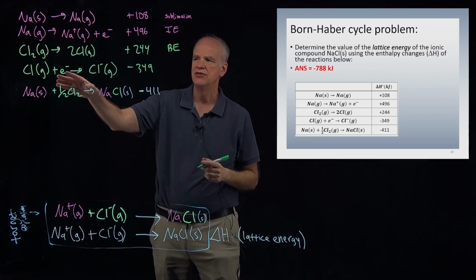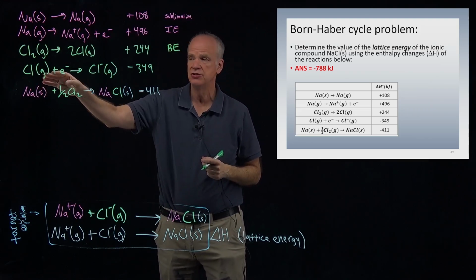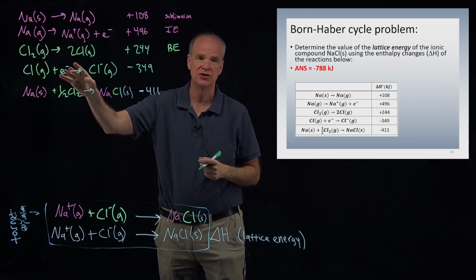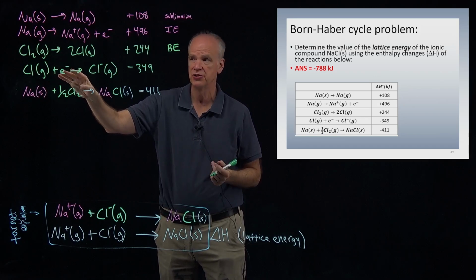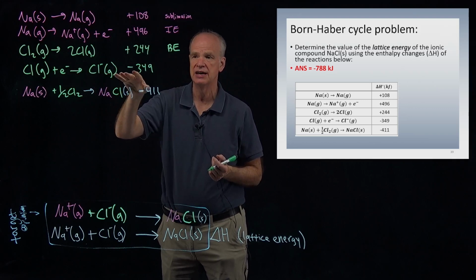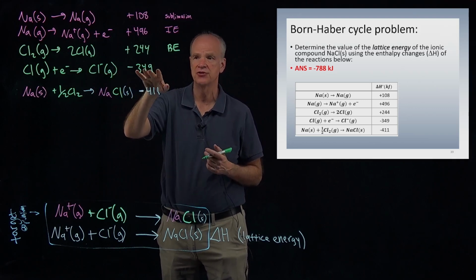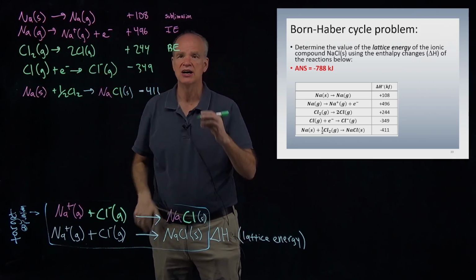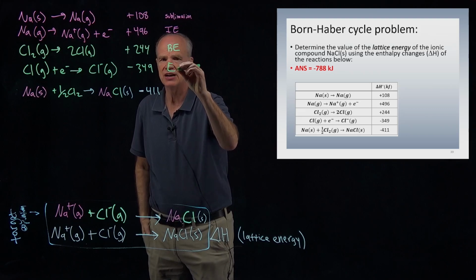Okay. And then the next step is where you take neutral chlorine atoms and add the electrons that maybe you got from sodium. And when you add electrons to neutral chlorine atoms, you get chloride ions. And so this is going to be an exothermic process. And you might recognize this as an electron affinity reaction.